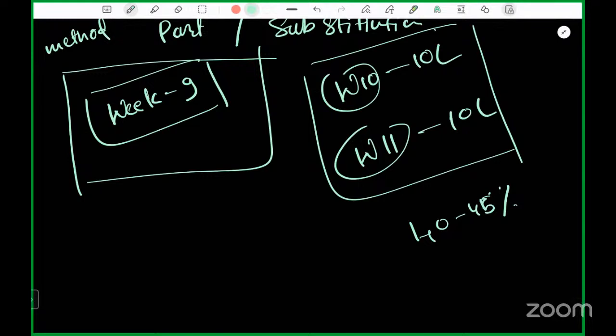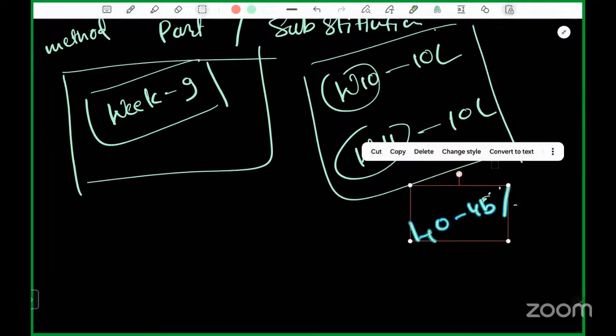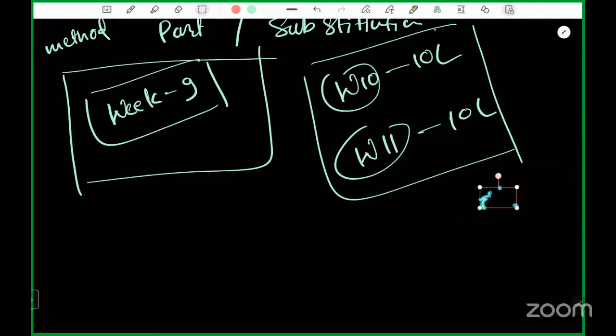And naturally, weeks 10 and 11 cannot be covered until you are clear with week 9 and the earlier part, like limits and integration. No, it's very independent from the calculus part. There is not a single word of calculus in these 2 weeks. So 40% of the questions can come from weeks 10 and 11, which are independent from week 9 and earlier sessions. That's a very good input actually.